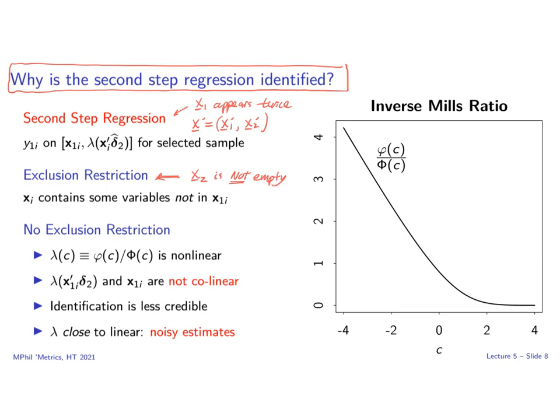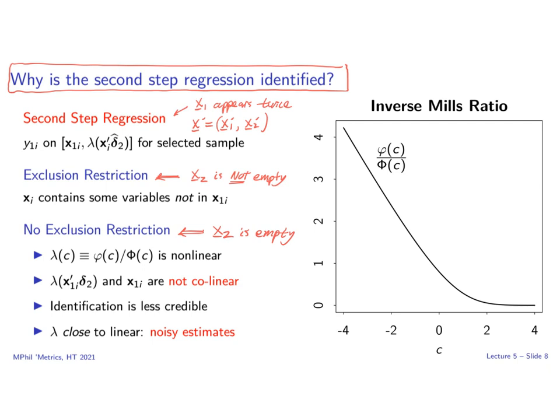However, as I mentioned before, it's not strictly necessary when applying the Heckit approach that we have any exclusion restrictions. You can use this method when there are no elements of x that are not contained in x1. This situation, the one in which there is no exclusion restriction, is more challenging. If lambda were a linear function, we'd be dead in the water in this case, because then x1 and lambda of x1 prime delta 2 hat would be perfectly multicollinear, so there'd be no way to separately identify the coefficients on each of them.